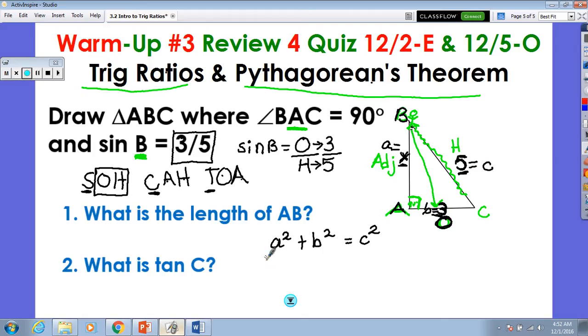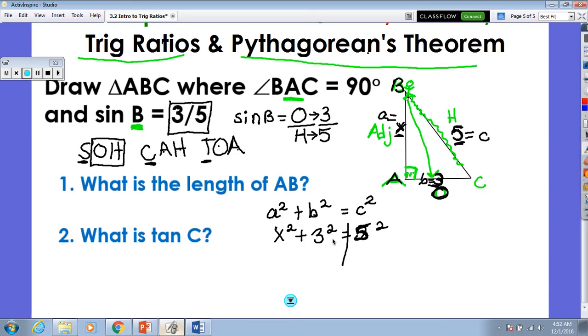So now we're ready to plug into Pythagorean's theorem. A squared can stay the same, or you can plug in x if you want to. B is 3, so 3 squared, and c is 25. Well, I'm sorry, it's 5 squared. All right, and then we start solving. So x squared plus 3 squared is the same thing as 3 times 3, which is 9. And 5 squared is the same thing as 5 times 5, which is 25.